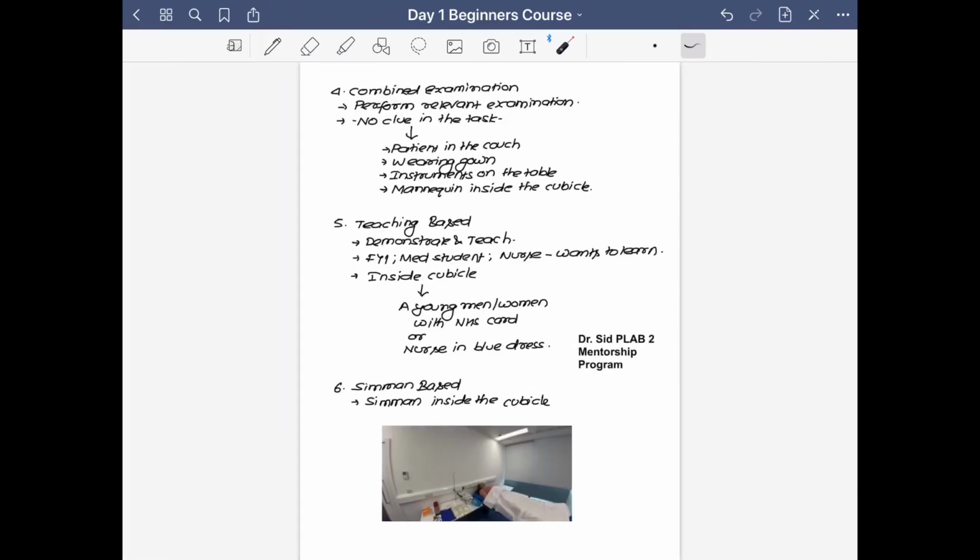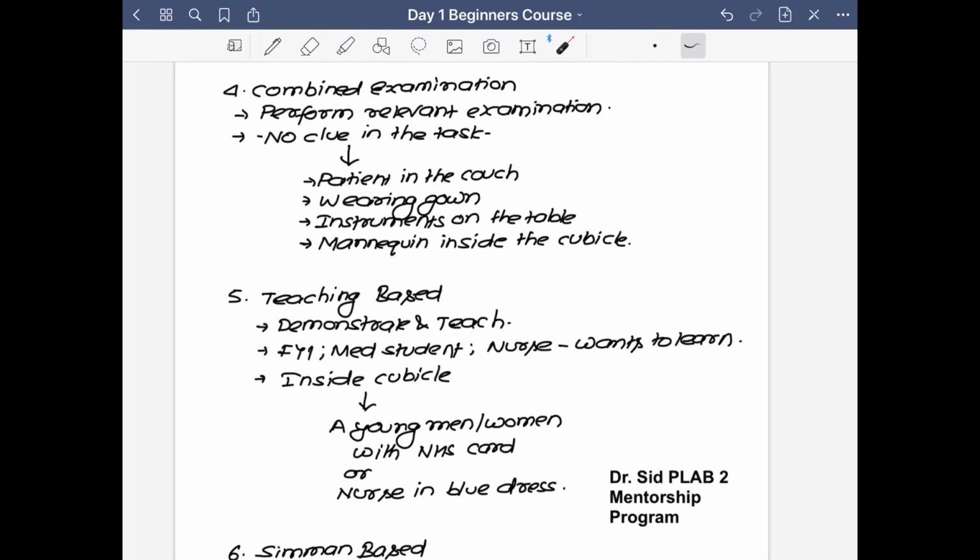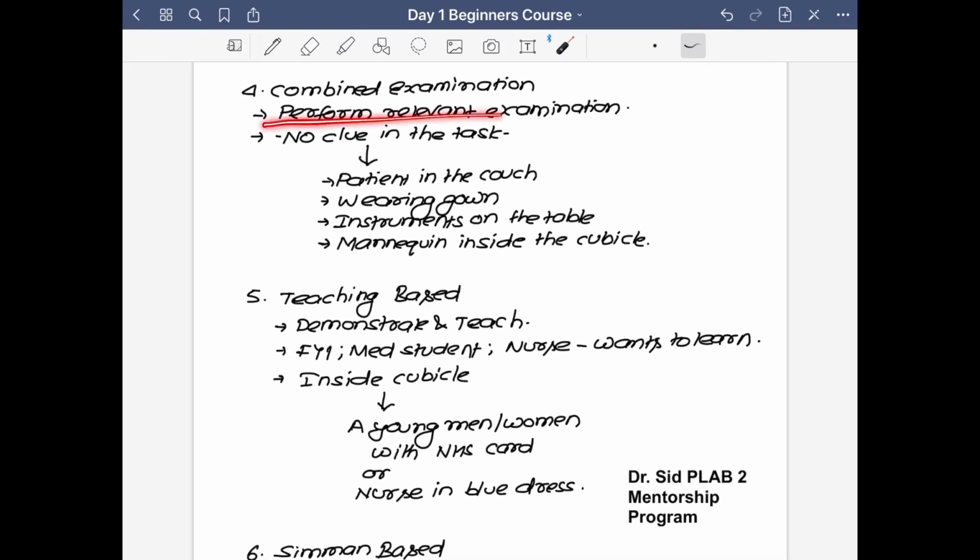Let's go into the fourth category, in which we'll be discussing the combined examination scenario. In the combined examination, it says perform relevant examination in the task. If it says perform relevant examinations, it's very easy. This is the combined examination scenario.